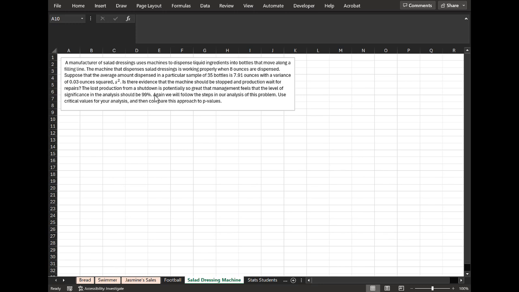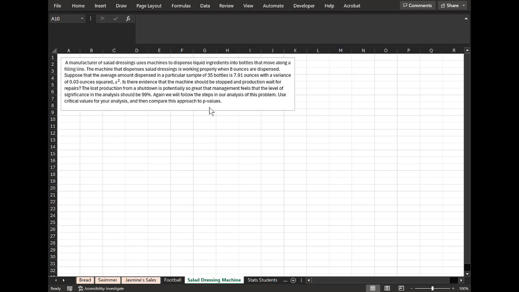The lost production from a shutdown is potentially so great that management feels that the level of significance in the analysis should be 99%. And we're going to go ahead and use both critical values and p-values for this one. Okay, so there's kind of a lot going on here.